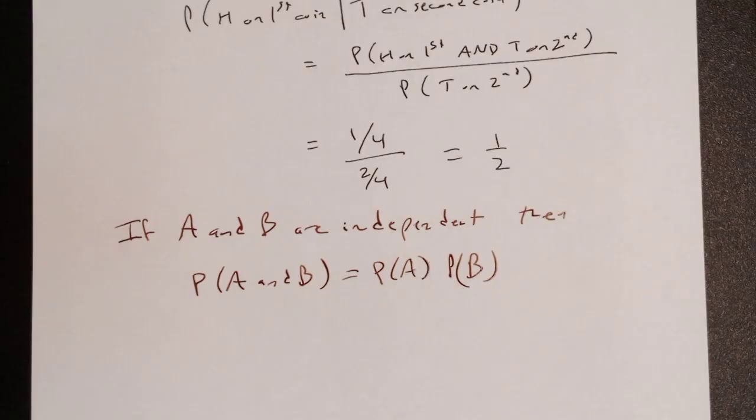Notice that changes my formula. There's no longer a conditional probability in there. It was P of A given B times P of B. But now P of A given B and P of A are the same. This is particularly useful to me in things like reliability.